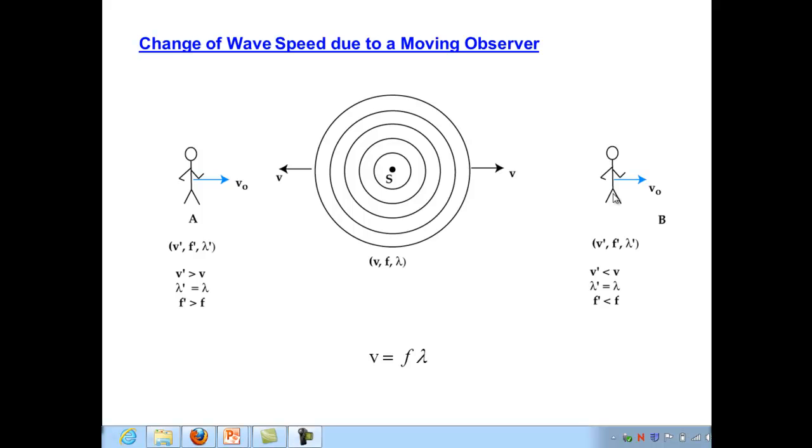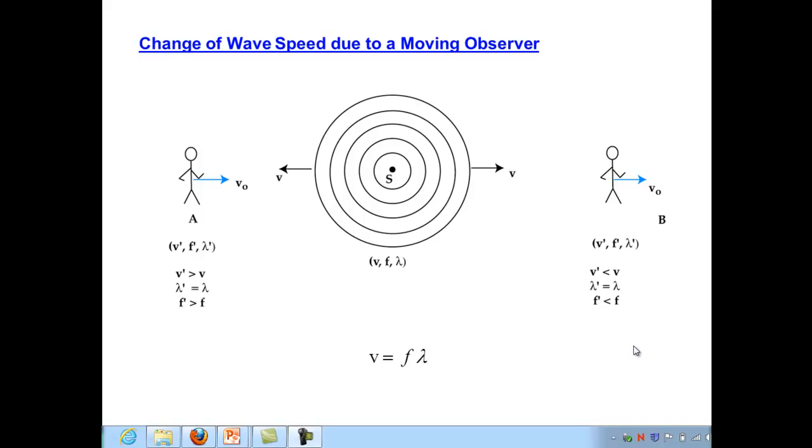And just the opposite happens for an observer B moving away. When the observer is moving away, the wave speed is decreased by the amount of the observer's motion. So V prime is less than V. Lambda prime is equal to lambda. The wavelength doesn't change, but now in this case the frequency goes down.